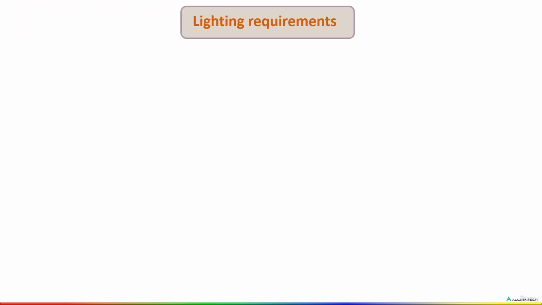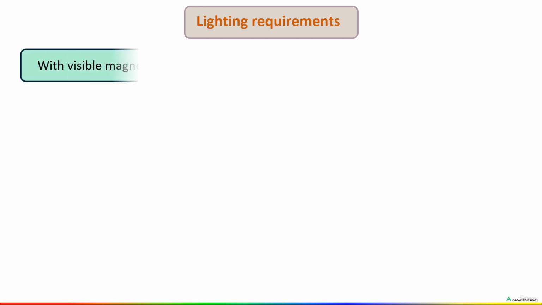Now, we will discuss the lighting requirement in MPI. First of all, to improve the uniformity of lighting from one inspection to the next, the use of artificial lighting is always recommended. Magnetic particle inspection can be performed using particles that are highly visible under white light conditions or particles that are highly visible under ultraviolet conditions. First, we will discuss the lighting requirement for visible magnetic particles.